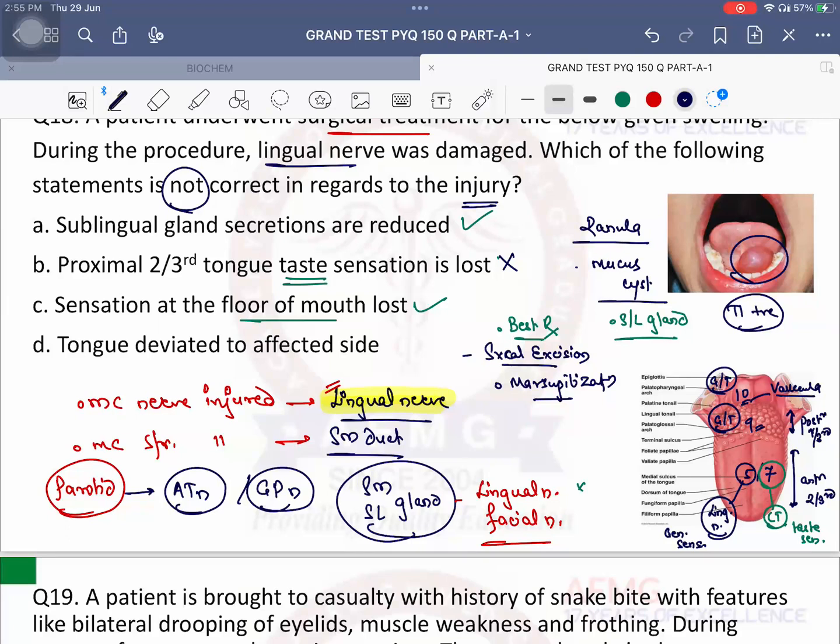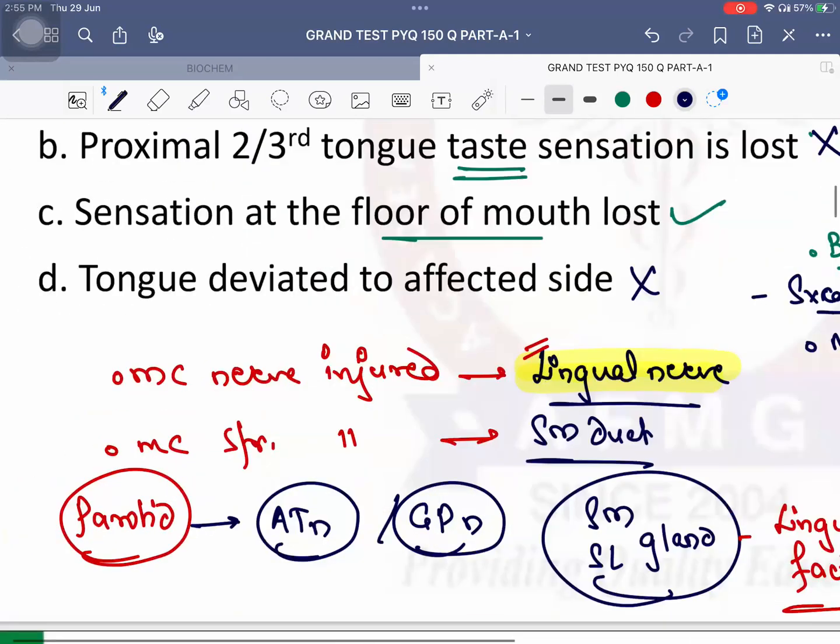Yes, two answers, you may have marked either of them. You are right. Tongue deviated to the affected side. This is also wrong. The reason is the tongue will be deviated to the affected side when the motor nerve supply is damaged. And what is the motor nerve supply of the tongue? It is the hypoglossal nerve, that is your 12th cranial nerve.